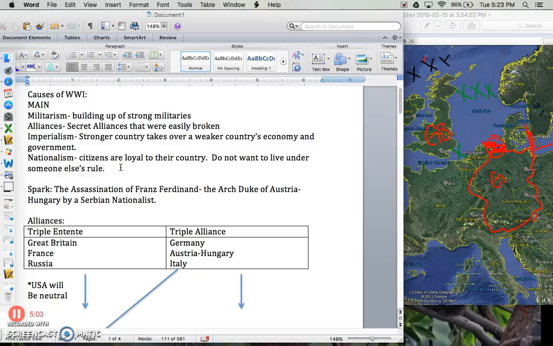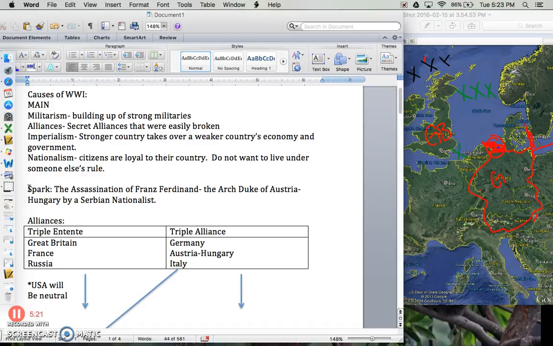So nationalism is going to cause an assassination attempt because, well, not because, the spark of the war is going to be because of nationalism. The spark is going to be the assassination of Archduke Franz Ferdinand of Austria-Hungary. He is going to be the heir to the Austrian-Hungarian throne.